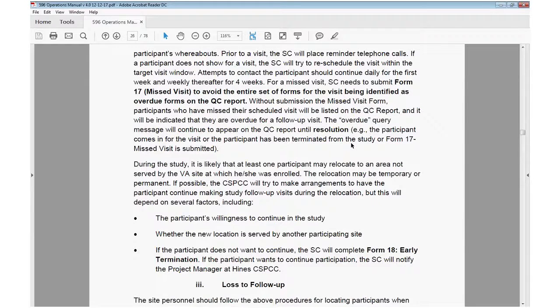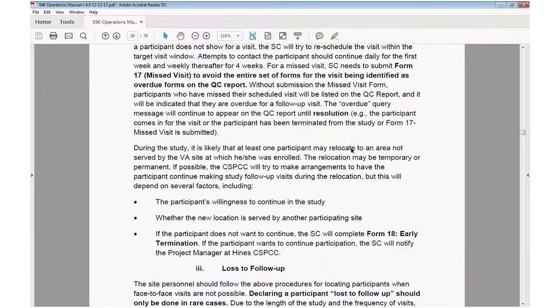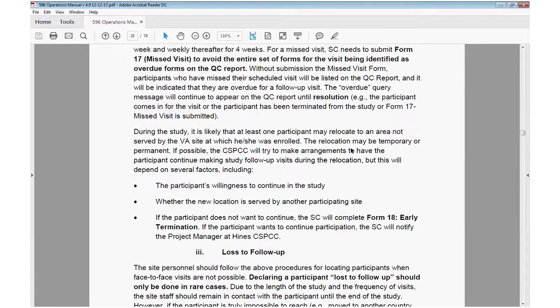During the study, it's likely that at least one participant may relocate to an area not served by the VA site at which he or she was enrolled. The relocation may be temporary or permanent. If possible, the CSP-CC will try and make arrangements to have the participant continue making study follow-up visits during the relocation, but this will depend on several factors, including the participant's willingness to continue the study, whether the new location is served by the participating site. If the participant does not want to continue, the site coordinator will need to complete Form 18, early termination. If the participant wants to continue participation, the site coordinator will notify the project manager at Hines CSPCC.